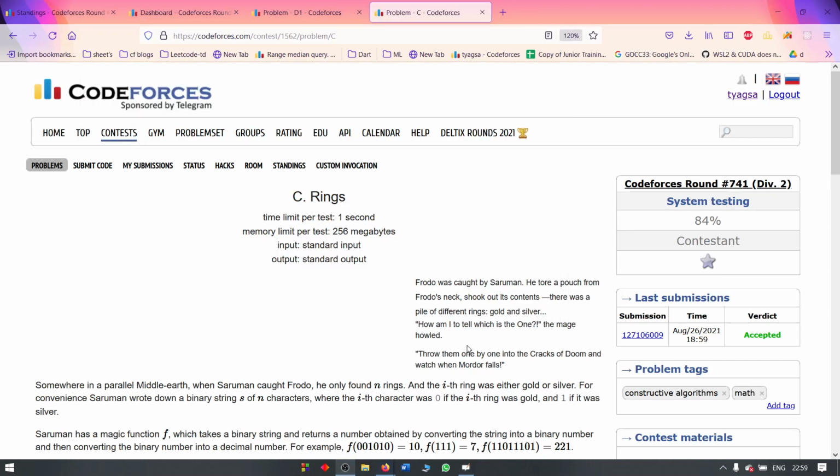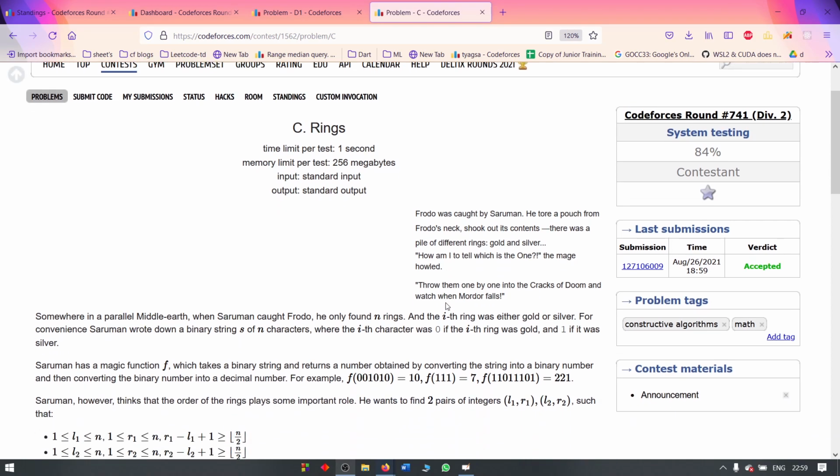Hello everyone, I'll explain problem C for Professor's round 741. What does the problem say?